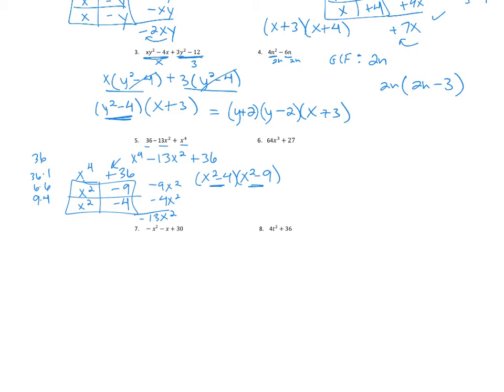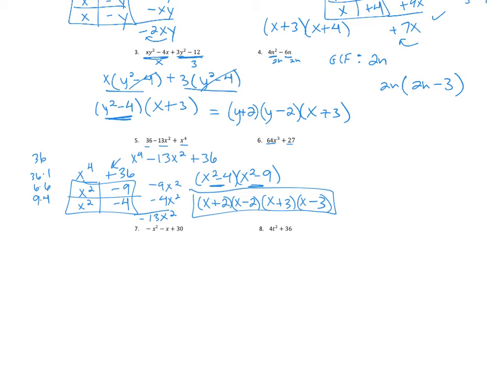But if you go through the flow chart, both of these can be factored further. They're both a difference of two perfect squares. So for the first factor, that's x squared and 2 squared. And for the second factor, that's x squared and 3 squared. So, whew. Those are the factors for that polynomial.